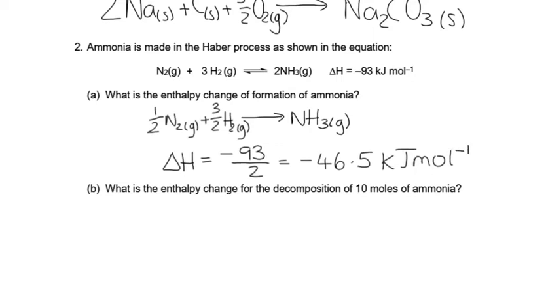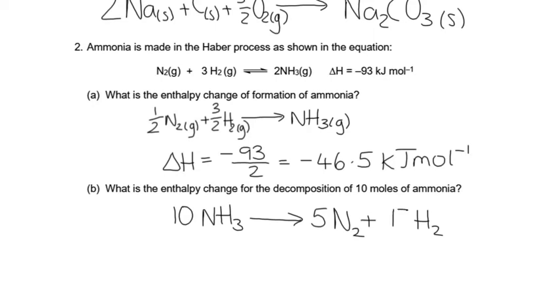Now the question says, what's the value for decomposition of 10 moles of ammonia? Now decomposition is breaking it back down to its elements. So if this breaks down, we get nitrogen and hydrogen. How much nitrogen would we get? Well, from 10 we would get 5 N2s, and we would get from 30 hydrogens 15 H2s.